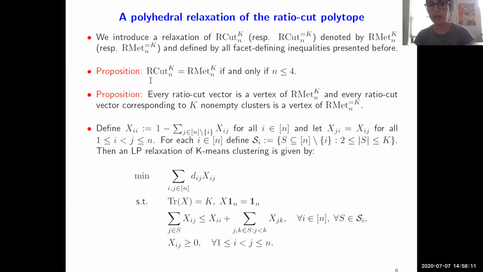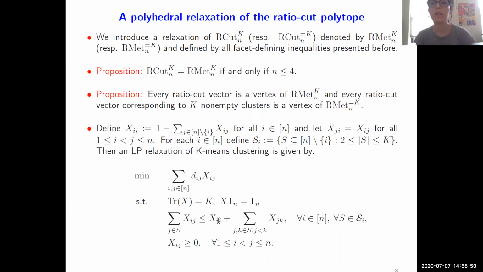However, this relaxation has the following nice structure. Even though for n equal to 5 or bigger, it's not the convex hull, every vertex of my convex hull, or every ratio cut vector, remains a vertex of my new relaxation. So my new relaxation obviously has many more vertices, but all the original vertices remain vertices of the new one. Again, you have something similar in the context of the cut polytope. All right, so now we have this new LP. I think I should wrap up soon. So I have this new LP for K-means clustering.